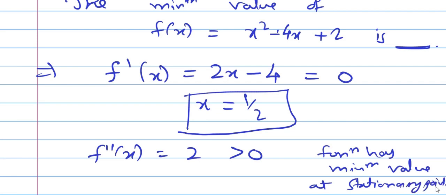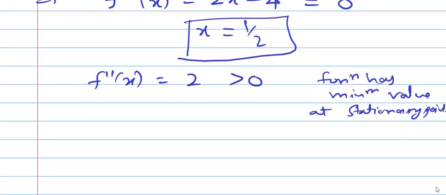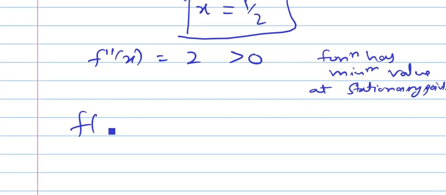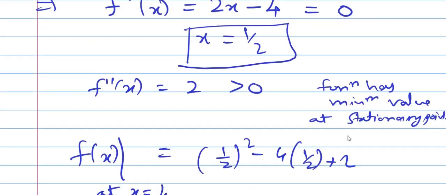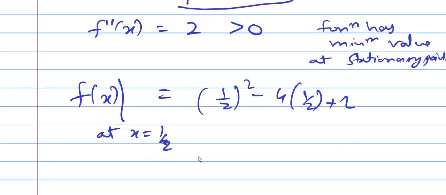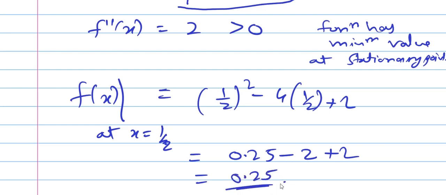Now in the question they have asked what is the minimum value of the function. So how to calculate the minimum value? You need to calculate the function value at the stationary point. x square minus 4x plus 2, so put the stationary point in place of x. That is nothing but 1 by 2 square, 1 by 4, which means 0.25, minus 4 into 1 by 2, that means 2, plus 2. So the minimum value of the function is 0.25.